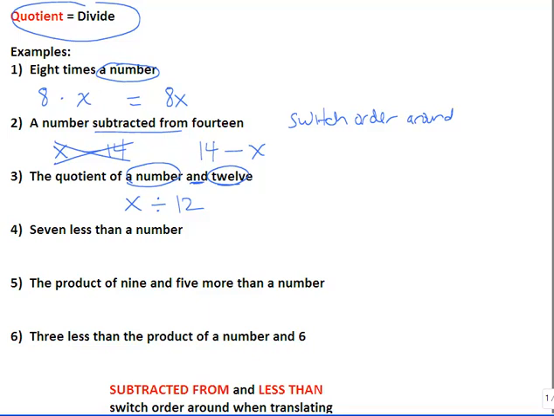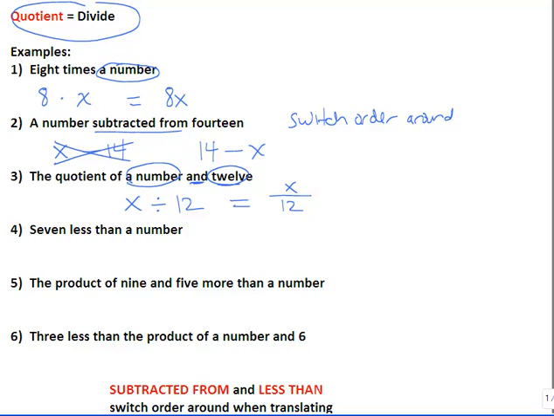Now in mathematics, another way to write division is by using a big fraction. So this would be equivalent to also writing x over 12. Whatever word or number or variable comes first goes on top, and whatever comes second goes on the bottom. So both ways of writing this are correct. X divided by 12 or x over 12.